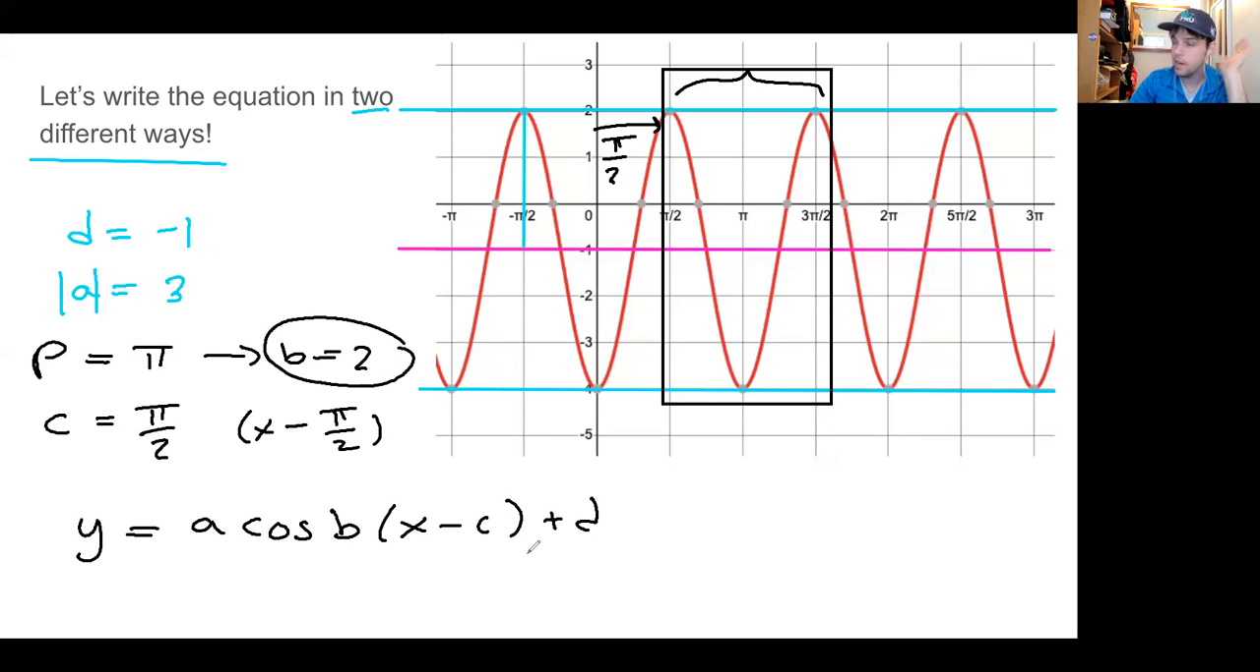So kind of standard form here where we fill everything out from there. Let's go ahead and fill out the numbers. This was not reflected, so A is going to be positive. So we have a 3 cosine. Our B value was 2 to give us that period of pi. It's x minus pi over 2 to give us that shift to the right of pi over 2. And then D will be minus 1 because we shifted down 1. So that would be my first equation for this one.